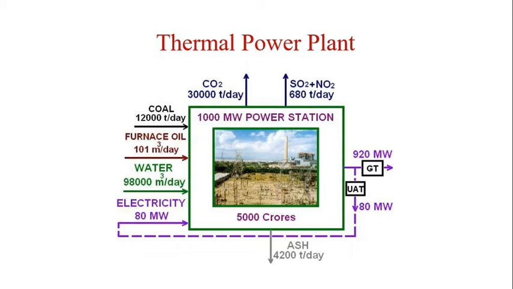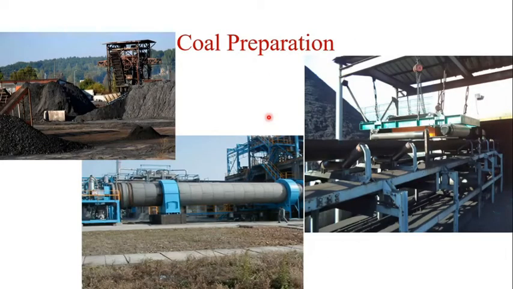Now for more understanding, let's move towards the pictorial view of different components of a thermal power plant. Let's see the first, the coal preparation unit. In this, raw coal is processed and then the processed coal is utilized in the boiler as a fuel. In the first picture, this is a stackyard where coal is stored. First, when coal is received from the mines, it is pulverized, that is, converted into small particles.